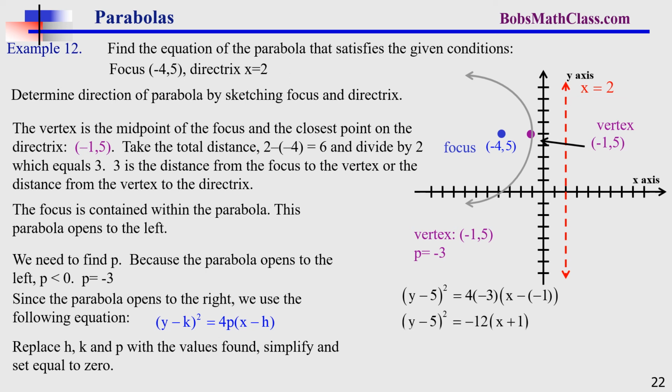Simplify. Okay, right here at this point, (y minus 5) squared equals negative 12 times (x plus 1). That's usually a good spot. If you have to, write the (y minus 5) twice, FOIL, distribute the negative 12, get all terms on one side, and then you should end up with this: y squared minus 10y plus 12x plus 37 equals 0.